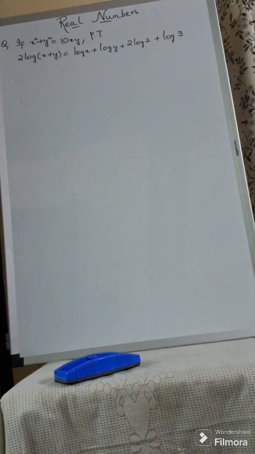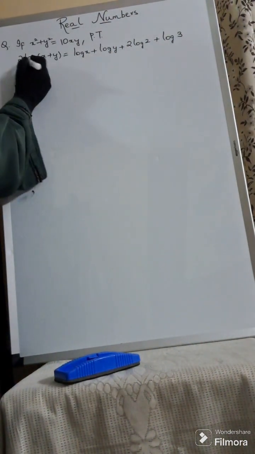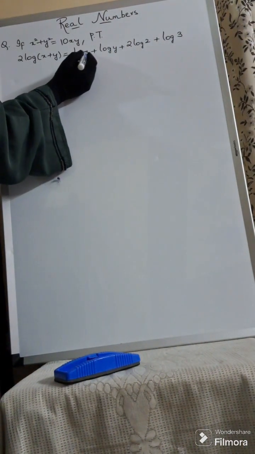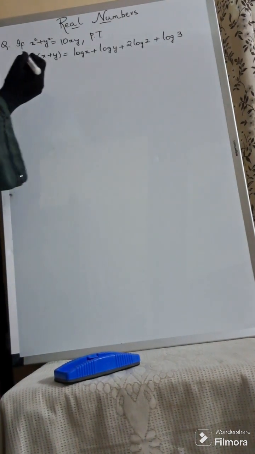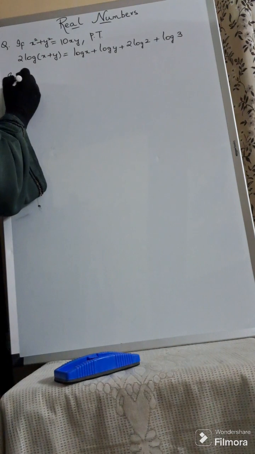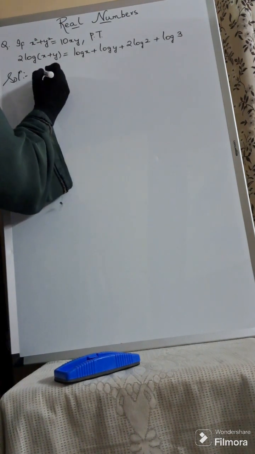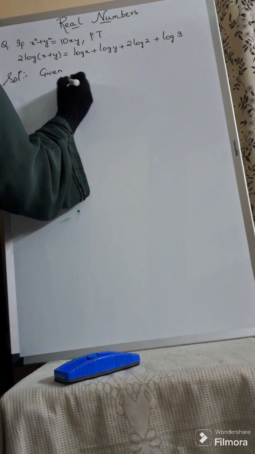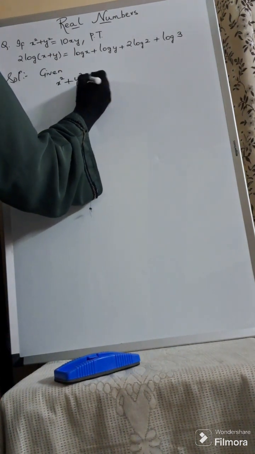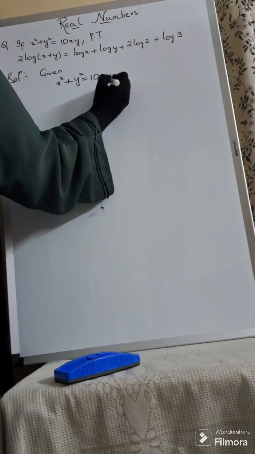Hello everyone. So today we are going to discuss some more important questions of real numbers. The first important question is: if x square plus y square is equal to 10xy, prove that 2 log (x plus y) is equal to log x plus log y plus 2 log 2 plus log 3. So first we will take the given: x square plus y square is equal to 10xy.